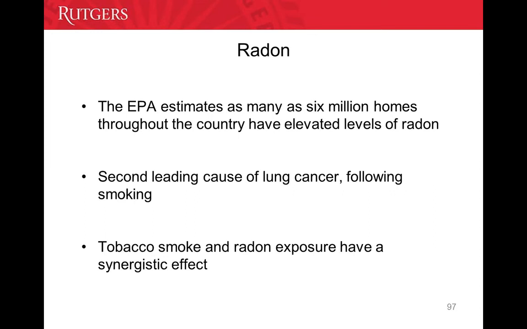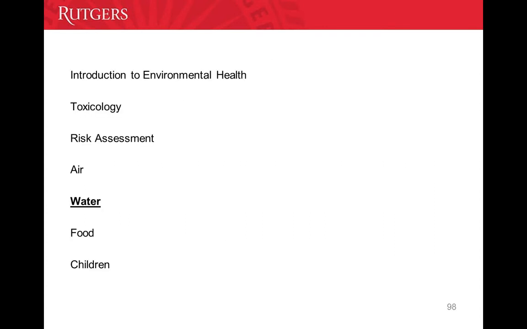EPA thinks there are about 6 million homes in the country that have elevated radon levels, and it's the second leading cause of lung cancer following smoking. That's one of those facts that people don't necessarily know. I mean, we know about smoking and lung cancer, but radon is number 2. And there's a synergy, just like there's a synergy with asbestos and smoking for lung cancer. There's a synergy with tobacco smoking and radon.